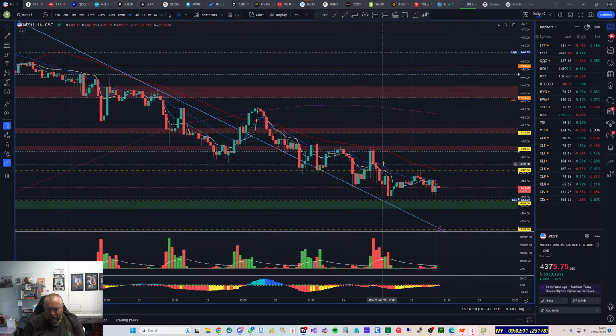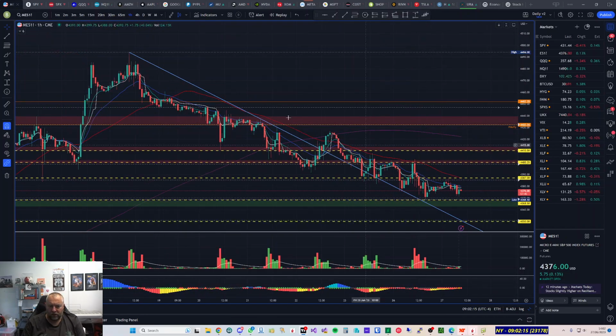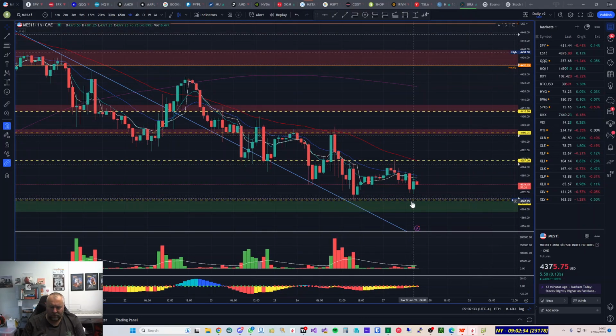So on my screen now is the MES chart, 1 hour time frame. We're still running down this trend line. We haven't broken it yet, and there's an interesting setup here. It could be a double bottom we're looking at the bottom. But what I want to see today is for this pivot at the bottom to break.